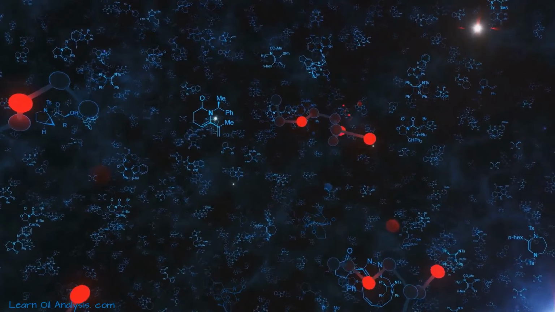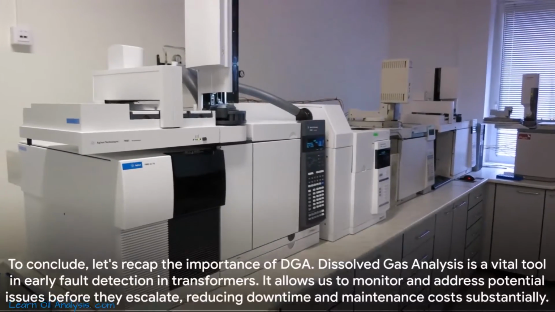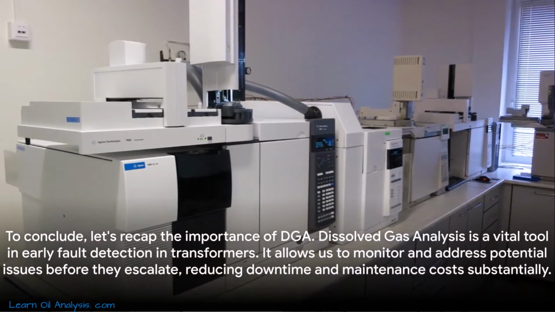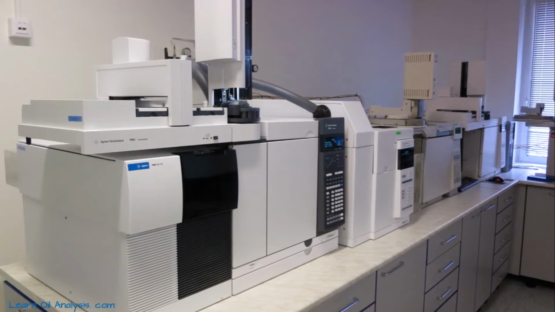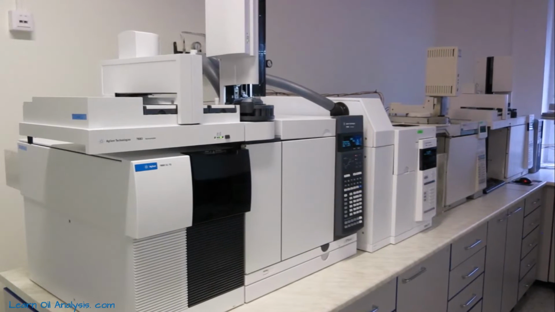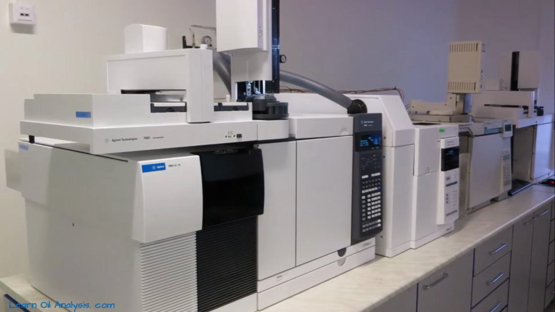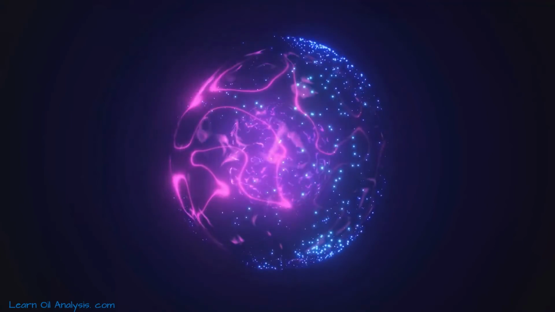Understanding these interpretation methods is crucial for accurate diagnosis of transformer faults. To conclude, let's recap the importance of DGA. Dissolved gas analysis is a vital tool in early fault detection in transformers. It allows us to monitor and address potential issues before they escalate, reducing downtime and maintenance costs substantially.